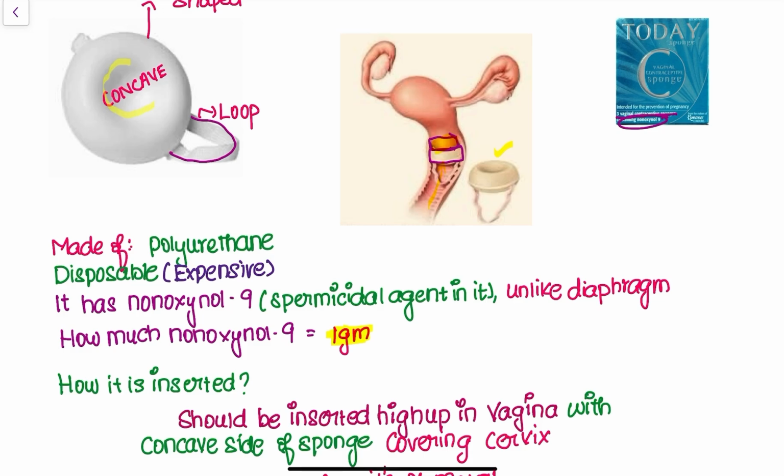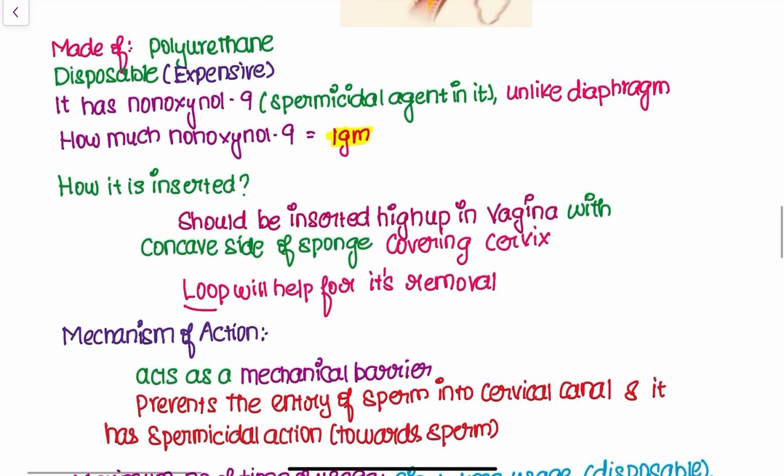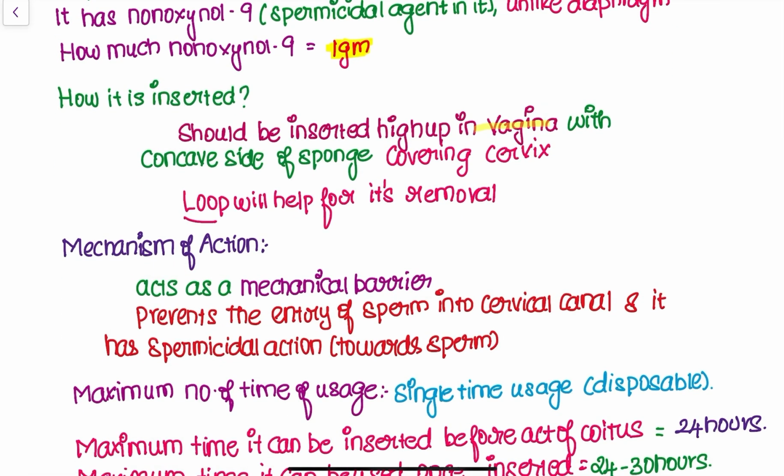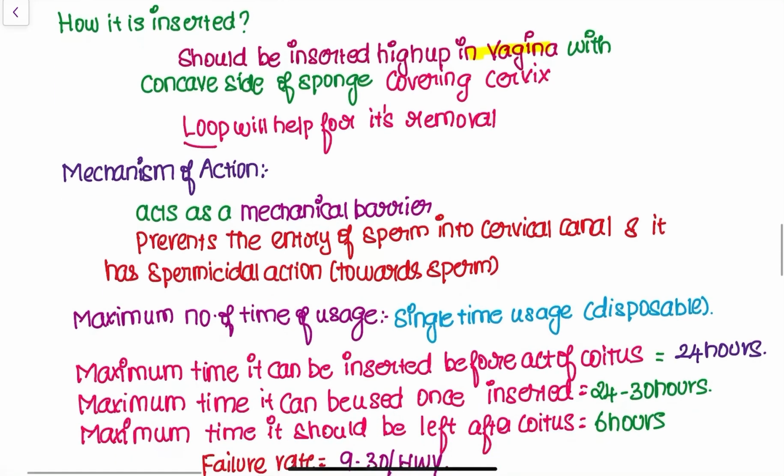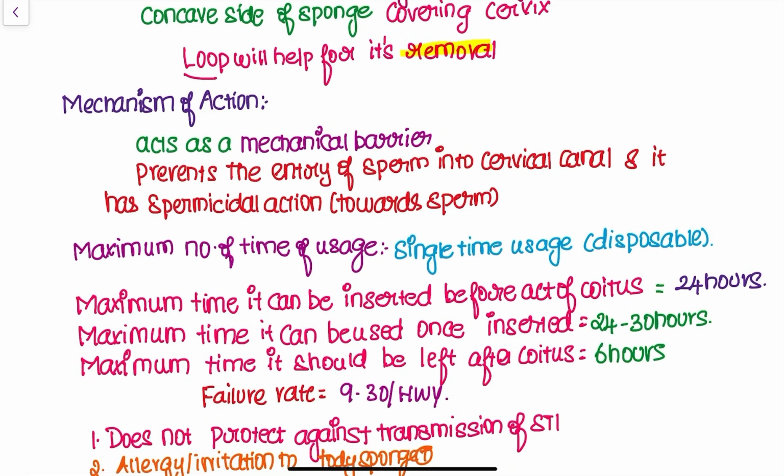And you may have a doubt: why is a concave surface present in this Today Sponge? It is because the cervix will fit inside this concave portion. So the concave portion of the sponge will be fitted against the cervical portion. Clear? So it is going to cover the cervix and it is inserted high up in the vagina, right? And the loop is for removal. Excellent. Now coming back to its mechanism of action.